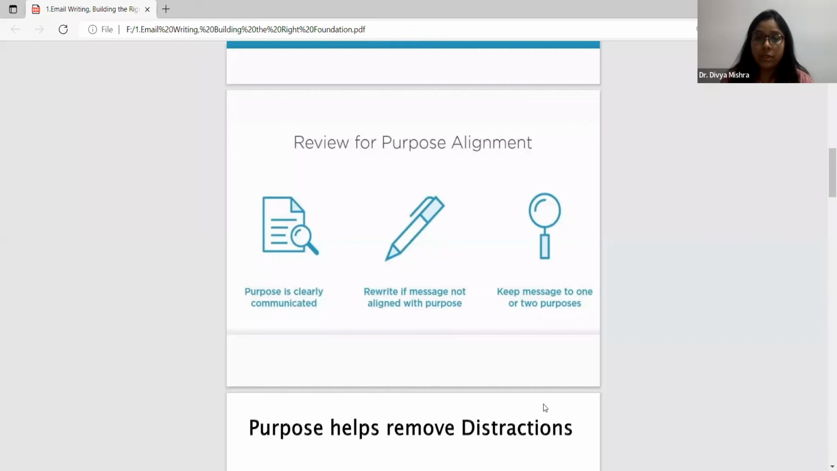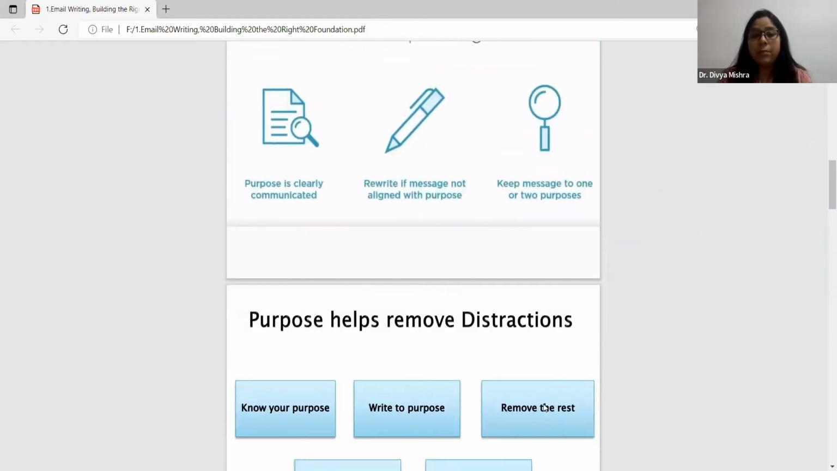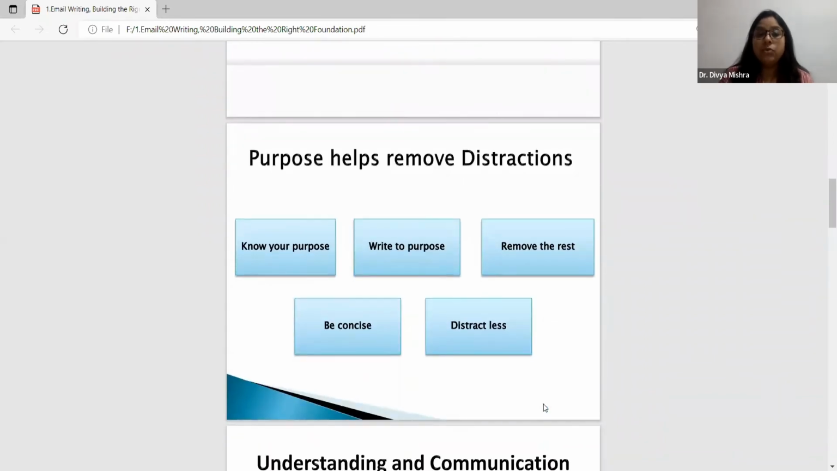So it is important to stick to one or two messages in your email writing. And if you know what the purpose of your email is, it will help you to remove distraction. As you can see here, you must know your purpose. And once you have known your purpose, you must write to that purpose. And when you have written to that purpose, remove the rest. Once you know the purpose of your email writing, you will write according to that purpose.